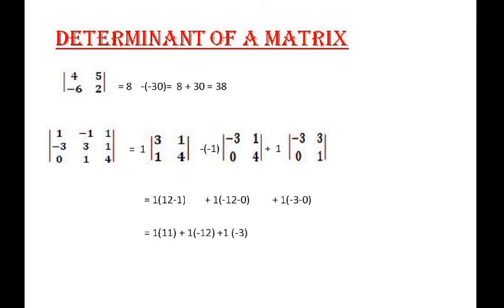So finding the determinants of these minors, we get their answers. Next, simplifying this, we get the answer is minus 4. It is the determinant of the matrix. This is the way to find the determinant of a matrix.